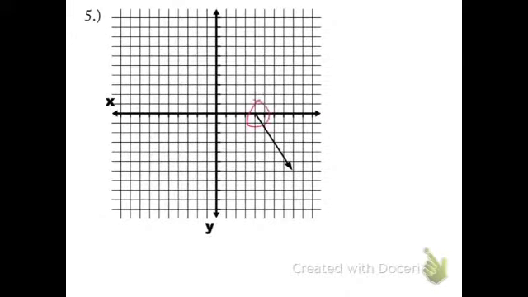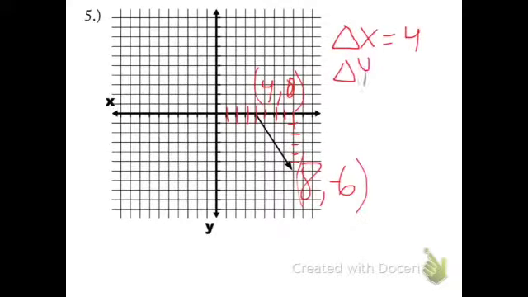Moving on to 5, we start out here, which is at 4, 0. And we end at 8, negative 6. So if we start out at 4 and we go to 8, that's a change in x of 4. If we start at 0 and go to negative 6, that's a change of negative 6. And so our vector is 4, negative 6.